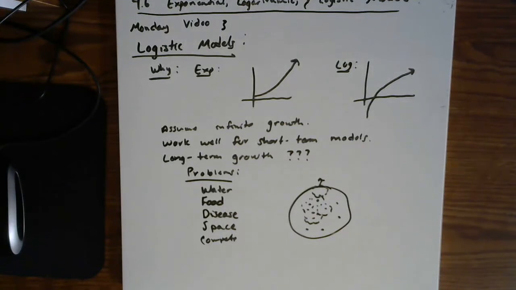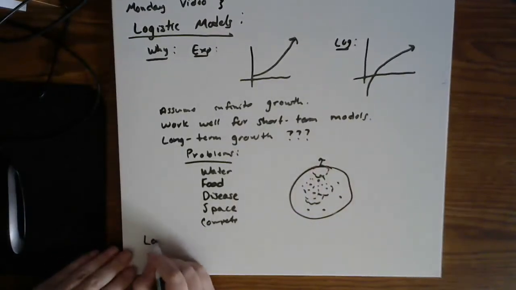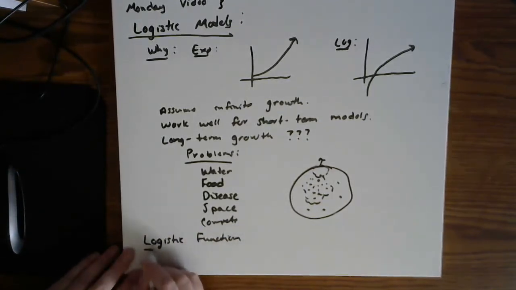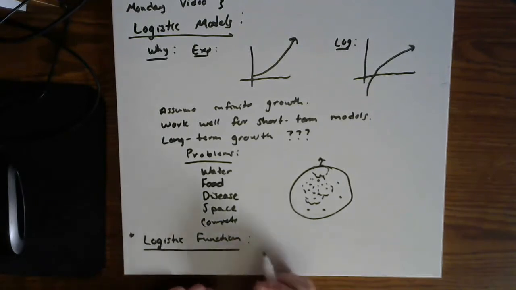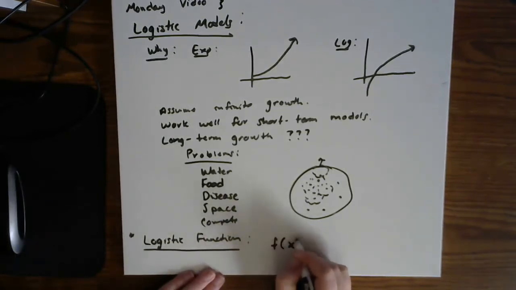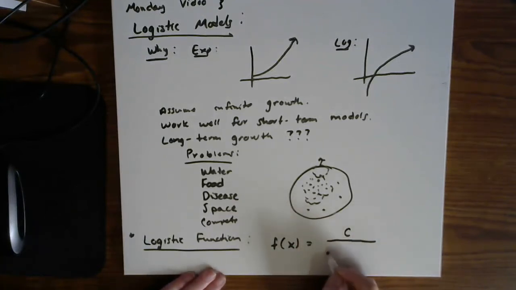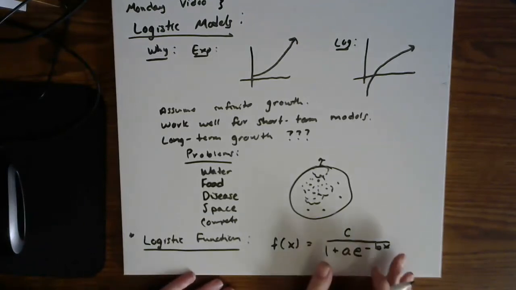So let's talk a little bit about the logistic function. I'll put this equation down here. A logistic function has the following form. There are several problems on your homework that are like this, which is one of many reasons we need to discuss these. In function form, f of x is equal to some number c divided by, and here is how it's tied to an exponential, 1 plus a e to the minus bx. So there is an exponential component. However, notice it's in the denominator.